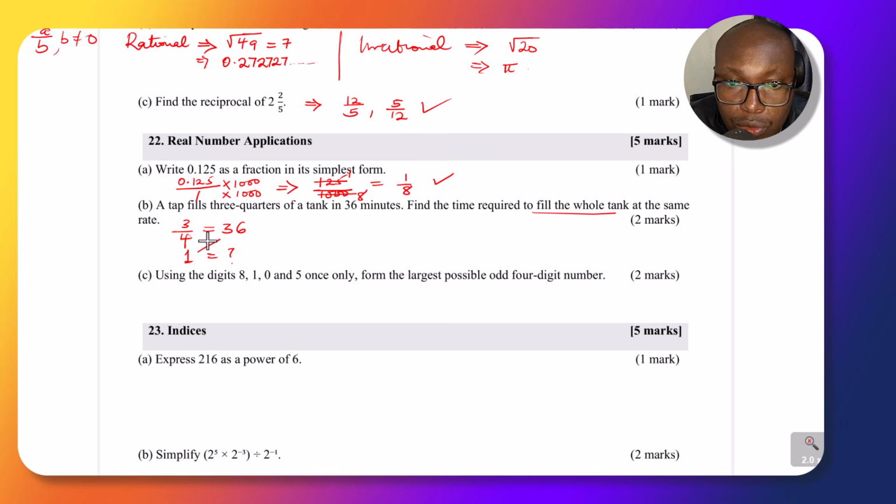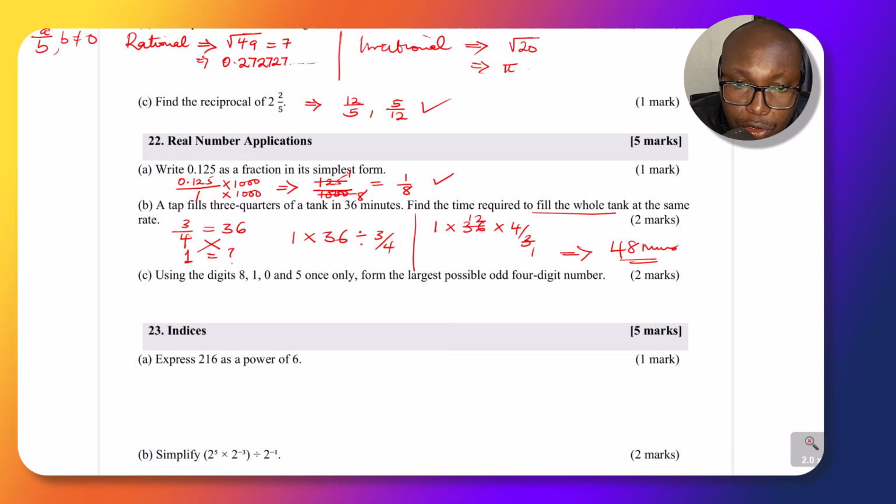You just need to cross multiply. So you have 1 multiplied by 36, then divided by 3 over 4. You can see this is a question on application of reciprocals. So you'll have 1 times 36 times 4 divided by 3. 36 divided by 3 is 12. When you multiply 12 by 4, this gives 48 minutes. We go to part C.